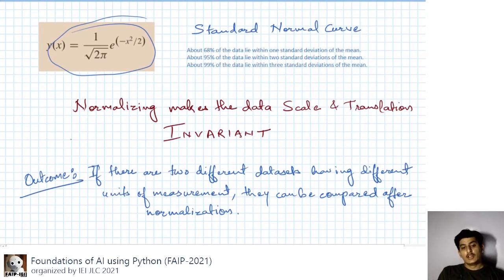Now, what are the outcomes of making our data scale and translation invariant? If there are two different data sets having different units of measurement, they can now be compared after normalization, or studied on the same scale. You can also compare them, or merge them together and plot them together. That is the major advantage of normalization. When we go on to study machine learning algorithms, we'll again discuss the impact of normalization. Normalization can make major differences to our learning outcomes.